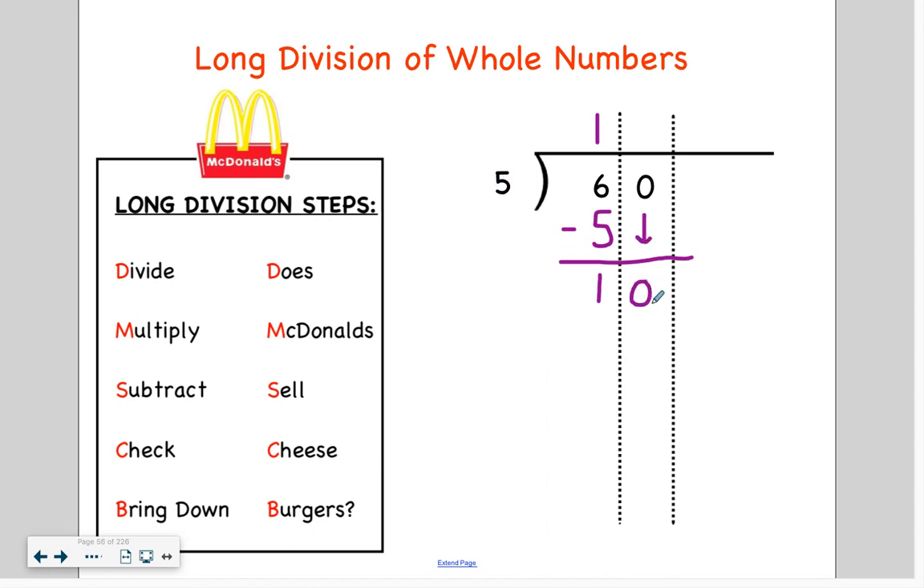Start again. 5 goes into 10 2 times. 2 times 5 is 10. Subtract. Our answer is 12. You can always check your work by multiplying your quotient, your answer, by your divisor over here. So if I wanted to double check 12 times 5, I should get an answer of 60. 5 times 2 is 10. Put our 0, carry our 1. 5 times 1 is 5, plus 1 is 6. So our answer was correct.